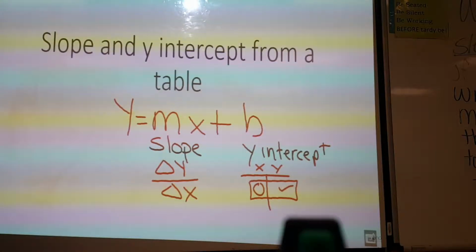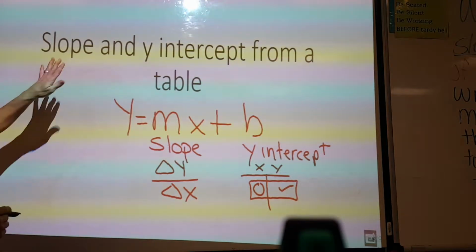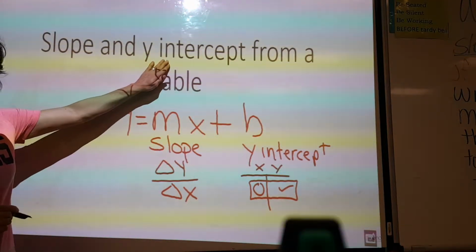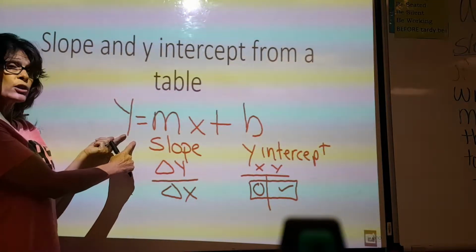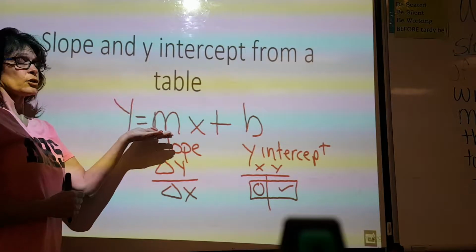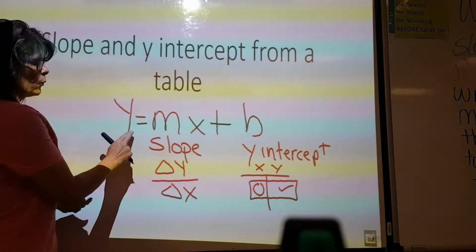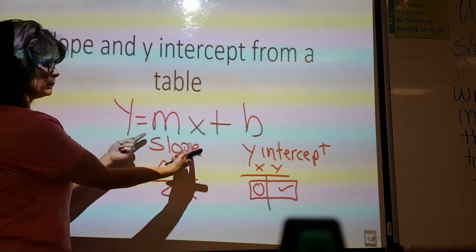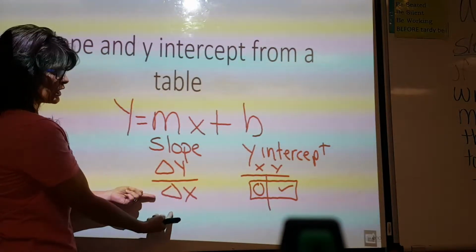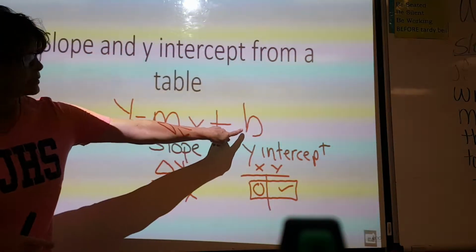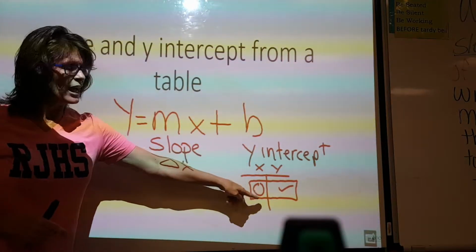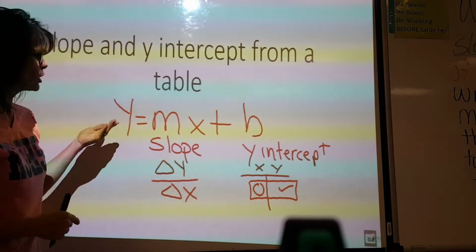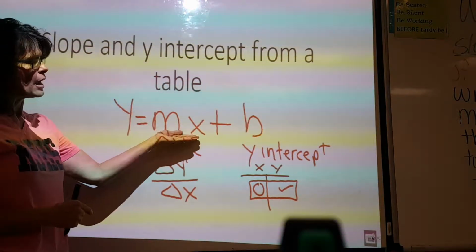All right, students, today we're going to very quickly learn, it's very simple, how to find the slope and the y-intercept from a table of values. We always use the slope-intercept formula where y equals the slope, m, the change in y over the change in x, and b, the y-intercept, and remembering that when x is 0, that's when that line will cross the y-axis. So y equals mx plus b.